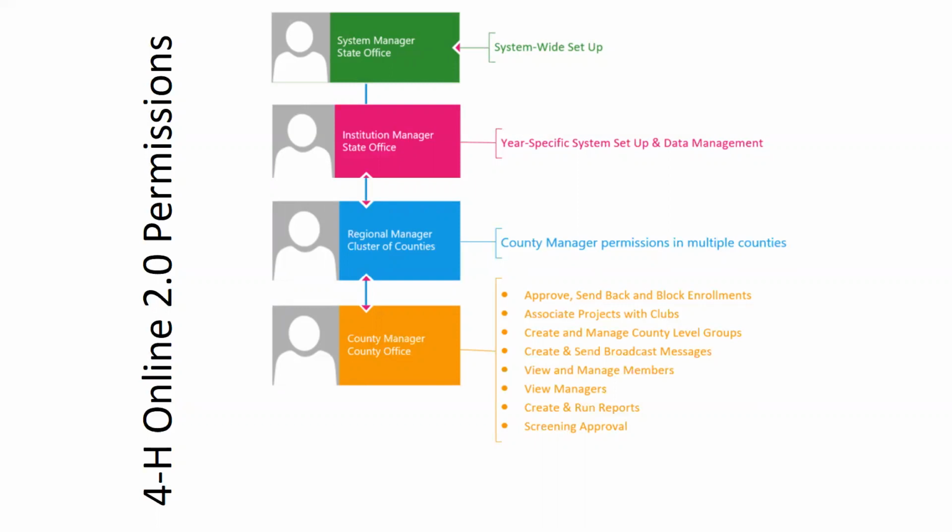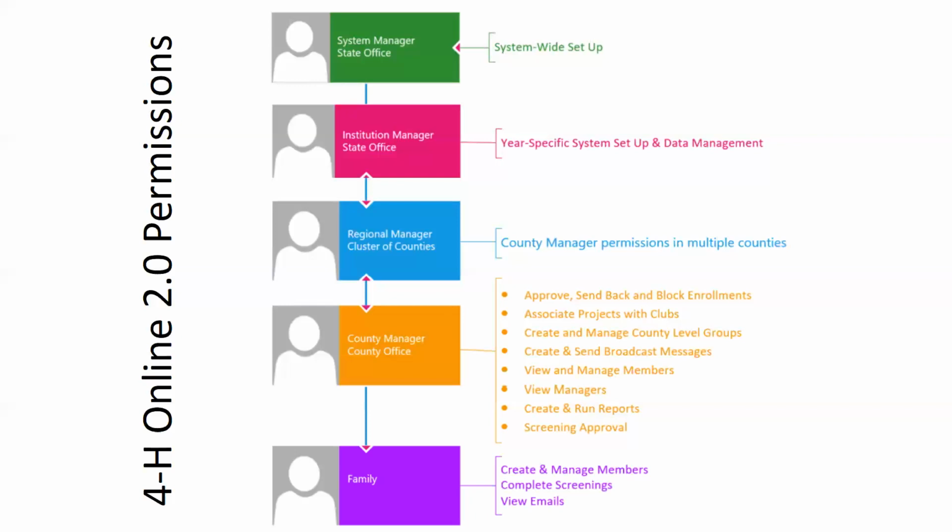There is also, at this level of the hierarchy, where we will find the primary manager, the staff account with full permissions for that level of the hierarchy. Finally, we have the family. These are our end users. They can create and manage members, complete screenings, and view emails.